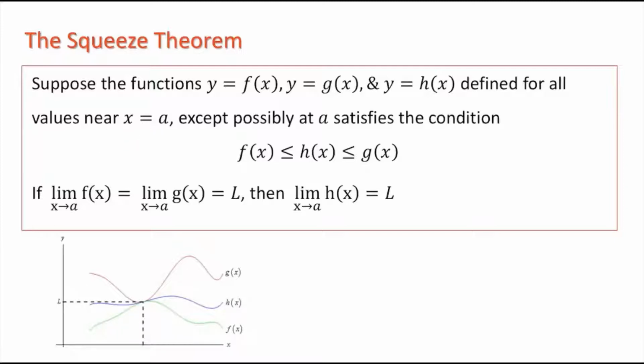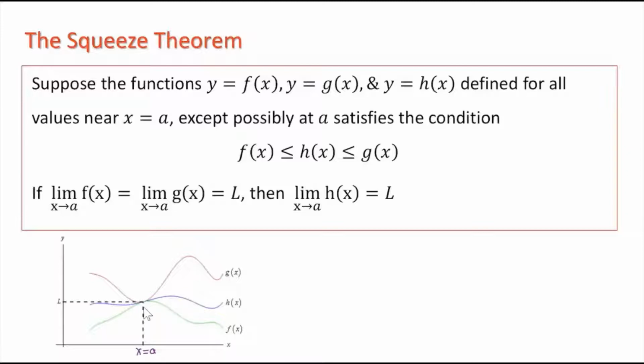Suppose this point here on the graph is x equal to a. So for all values near x equal to a, those three functions are defined and they satisfy this condition. f of x is the smallest and g of x is the largest. Or you can say this h of x is in between g of x and f of x.